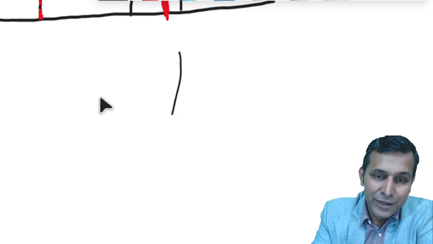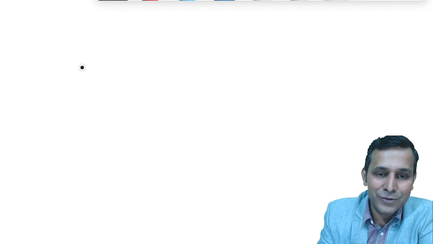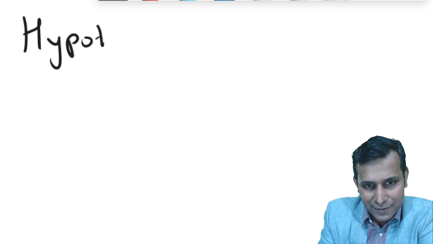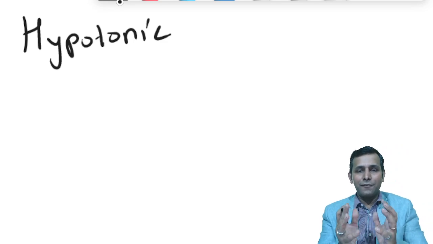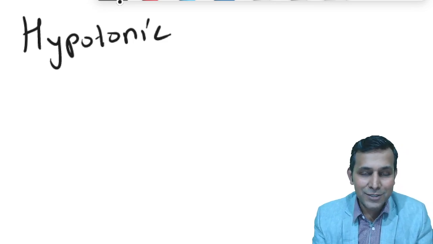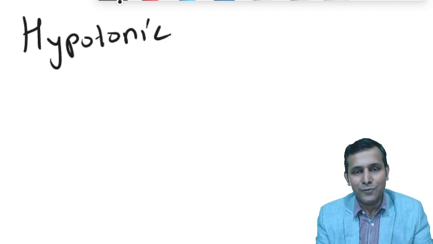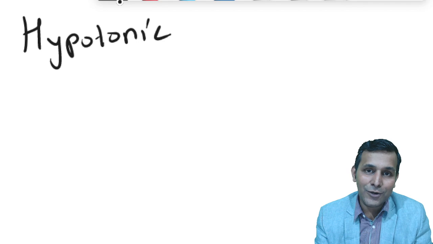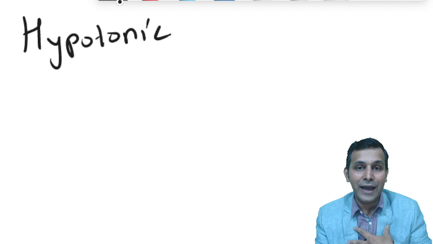We are done with isotonic gain and loss. Now we'll be going with hypotonic gain and loss. So let us go with the hypotonic fluid. Now what is hypotonic? First of all, hypotonic means a fluid which has less salt and more water. Less salt in comparison to what? Less salt in comparison to the body's osmolarity. Our body's fluid is isotonic.